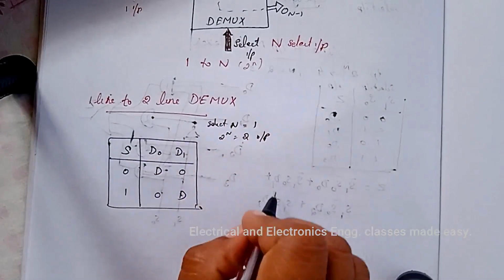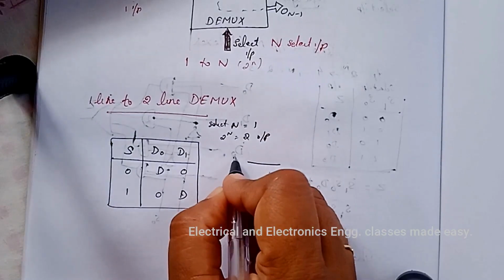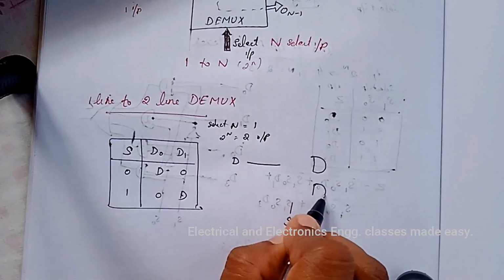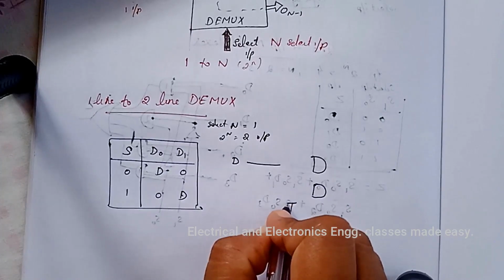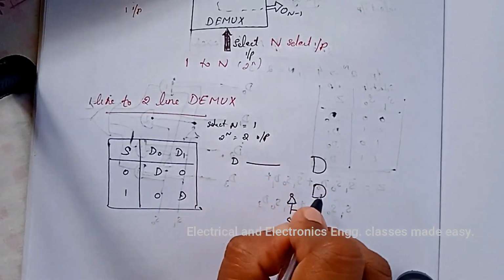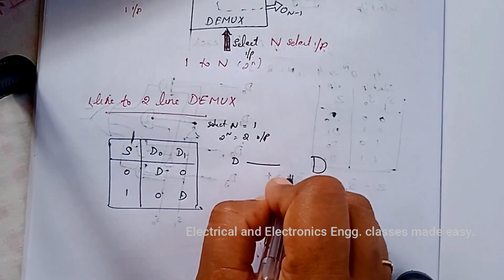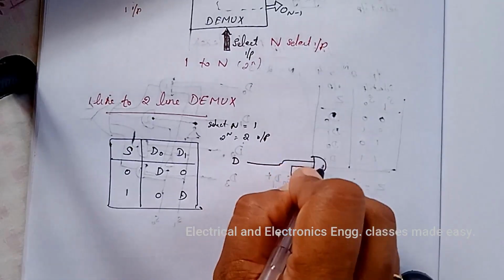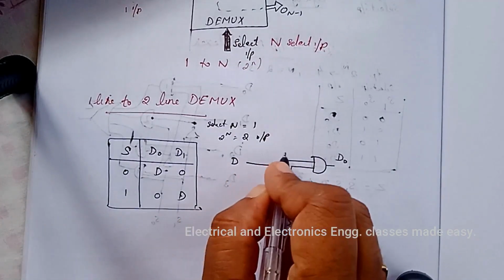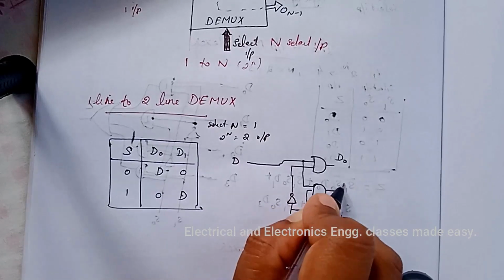And the logic diagram can be drawn like this. Select input, and this is the data, input data, and there will be 2 AND gates. So according to the select input, we will get the data in the output. So if S is equal to 0, that means through the NOT gate, then data will be in D0, that is in this AND gate, and if S is equal to 1, then this data will be available in the next AND gate, that is D1.